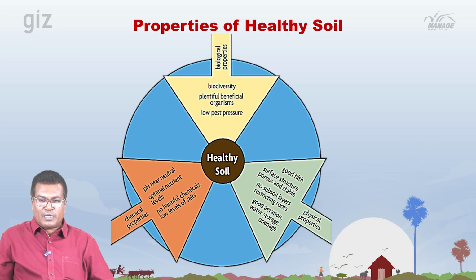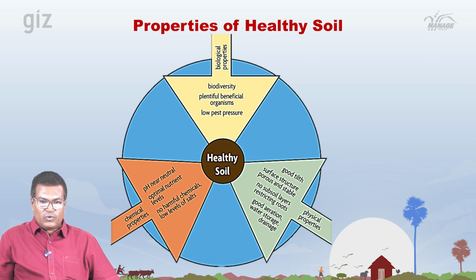So good soil or healthy soil will have 3 different properties. That is, the biological properties, chemical properties, and physical properties of soil should be good to call it a healthy soil. So if you look at the physical properties, the soil should have good tilth, the surface structure should be porous and stable, and no subsoil layers should be restricting the root development, and there should be good aeration, good water storage capacity and good drainage. Then we call all the physical properties of soil good.